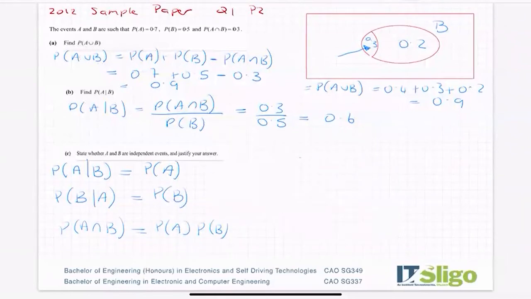Okay, so we know that the probability of A given B is 0.6. Let's see, is it equal to the probability of A, for example? Okay, so let's try this one. Well, is 0.6 equal to the probability of A, 0.7? That was easy, not independent events.